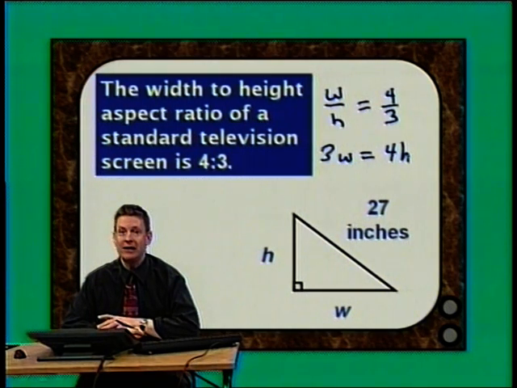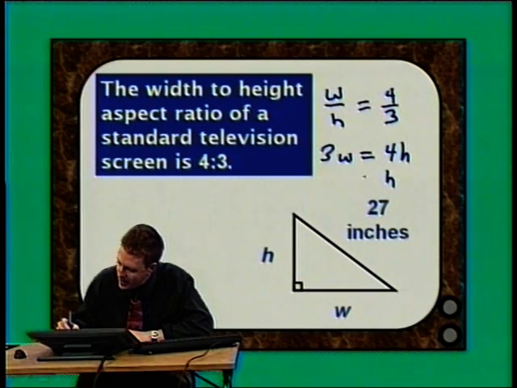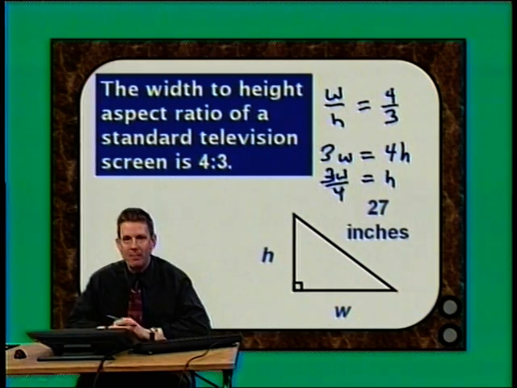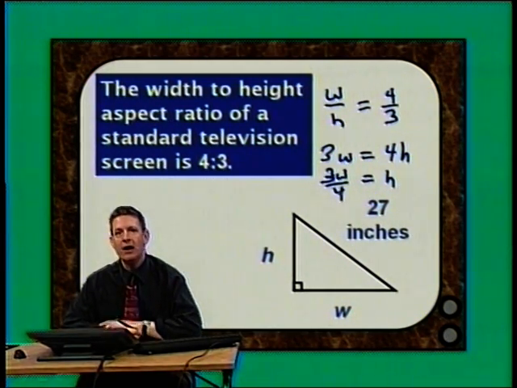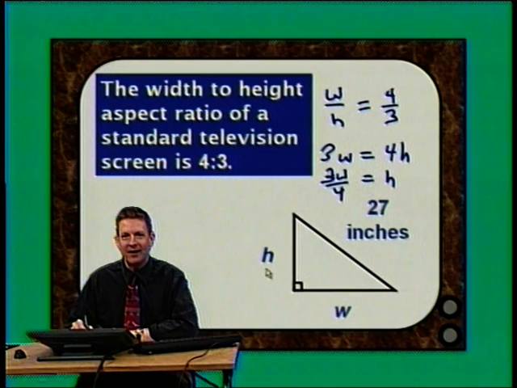Now I need to make a decision. Which letter do I want to solve for? It makes absolutely no difference. I think I'm going to solve for h. That's going to give me h equals 3w divided by 4. Now there's a couple things that I can do with this formula. One thing I could do is, in my picture, replace this variable h with the expression 3/4 w.